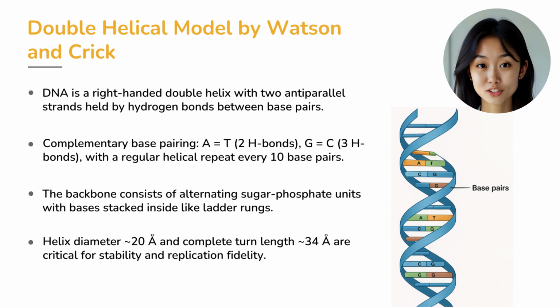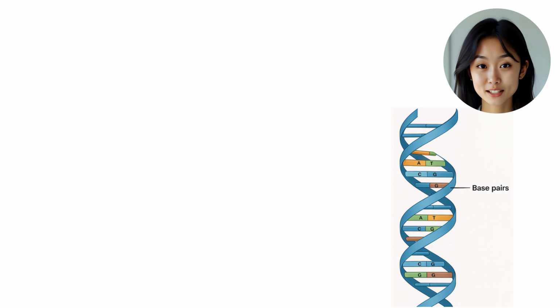The backbone you see twisting around is made of sugar and phosphate units alternately linked, with the bases stacked inside like ladder rungs, adding stability much like how stacking pancakes hold together better than one alone. The helix has a diameter of about 20 angstroms and makes one complete turn roughly every 34 angstroms, dimensions crucial for fitting DNA into cells and allowing it to be copied accurately.